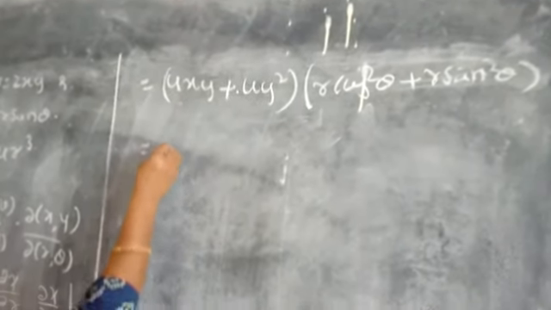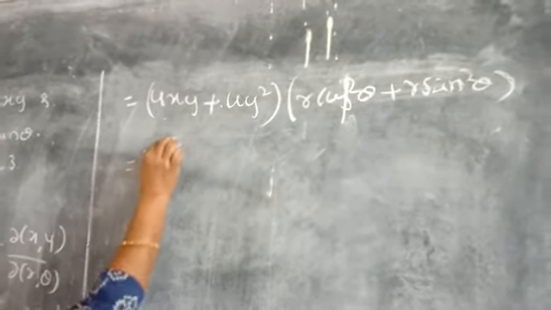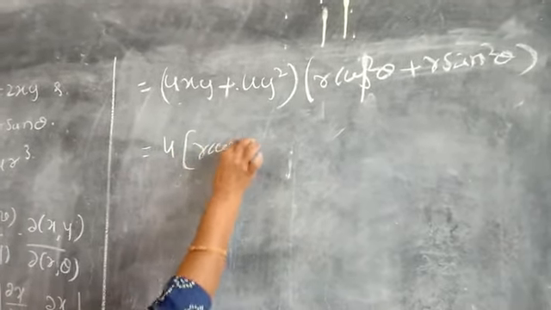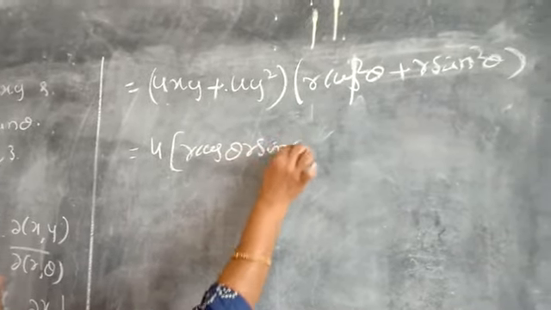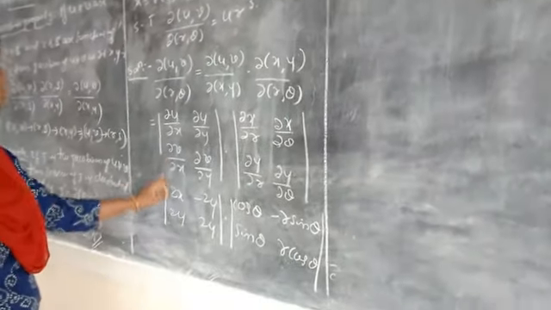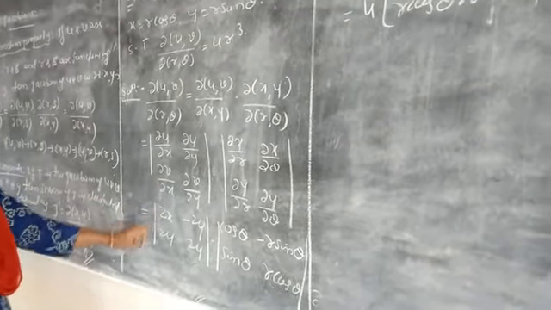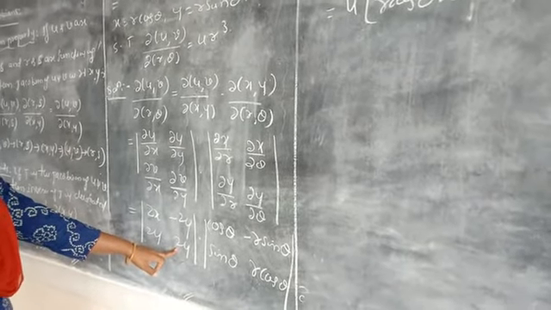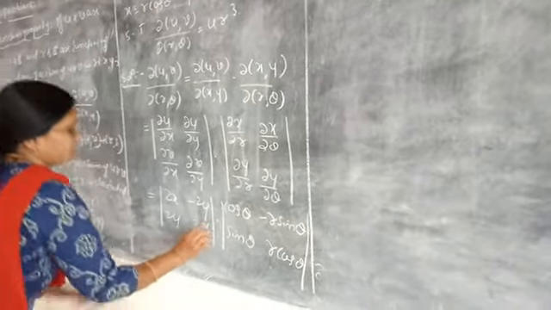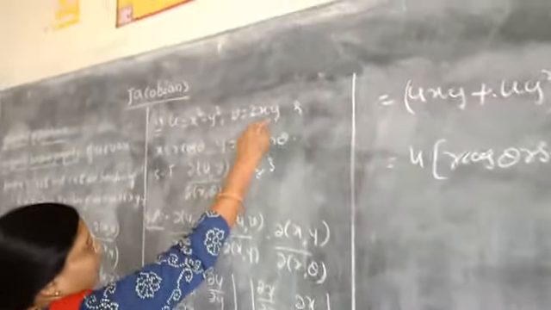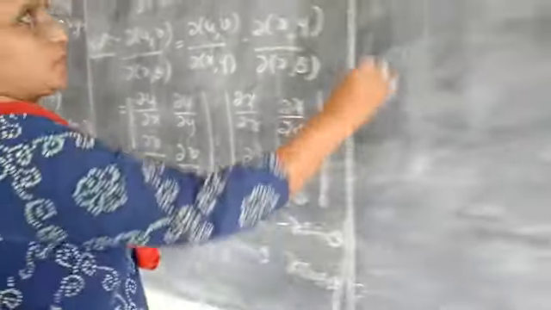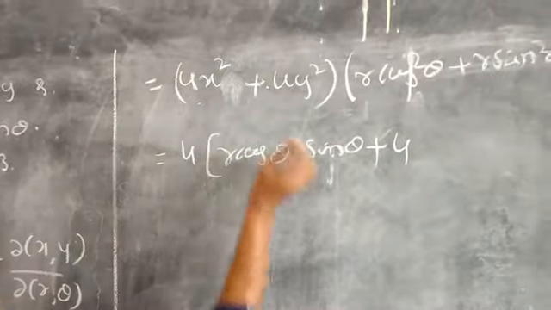So in both the terms we have 4, let us take 4 common, and substitute the values of x and y. x is r cos θ, y is r sin θ, then plus 4y square. Here, ∂v/∂y is not 2y. I made a mistake. ∂v/∂y means you will take 2x, not 2y. So cross multiplying these two will give 4x square, not 4y square. It is 4x square.